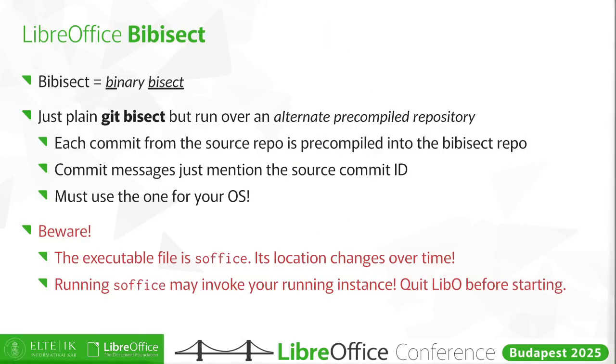All right. So, bisect, binary bisect. In Spanish, we call it Bibisect because we speak how the words are written. But it comes from binary bisect, so I tend to say bisect in English. So, plain bisect over an alternate precompiled repository. That's it. Be sure to use the one for your operating system. Remember that Windows binaries cannot run Linux binaries and vice versa. So this means that there are multiple precompiled repositories per platform, Windows, Mac, and Linux.